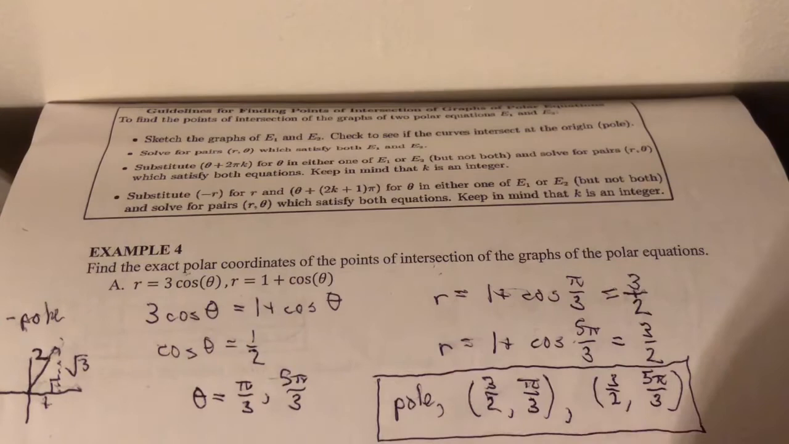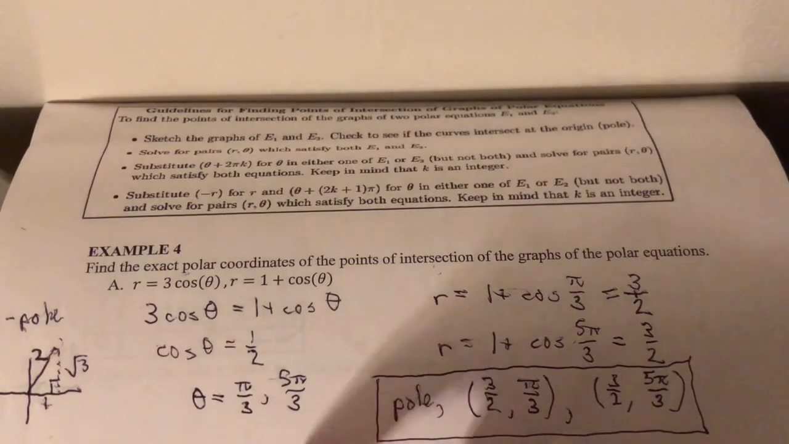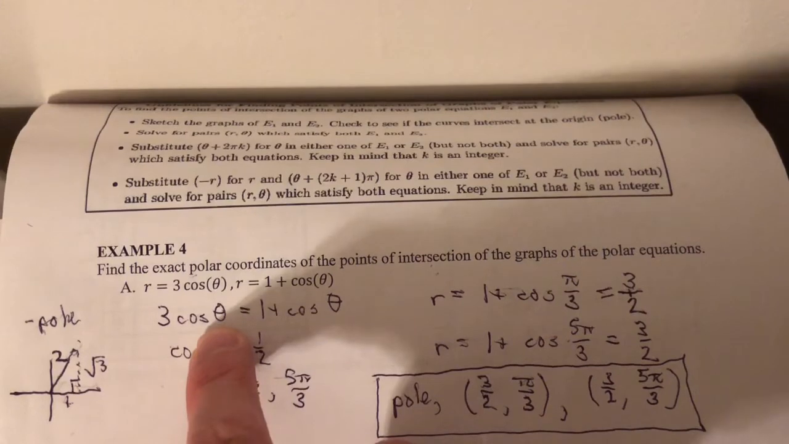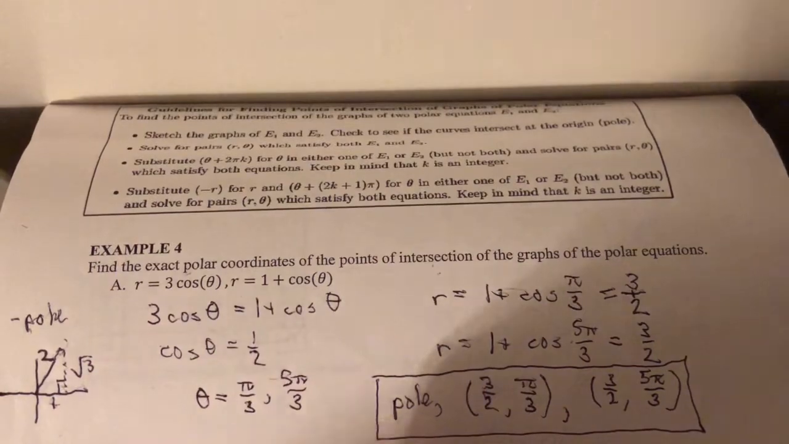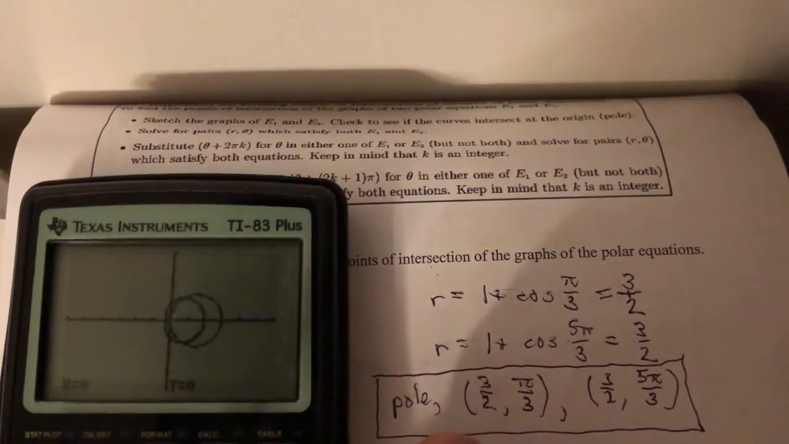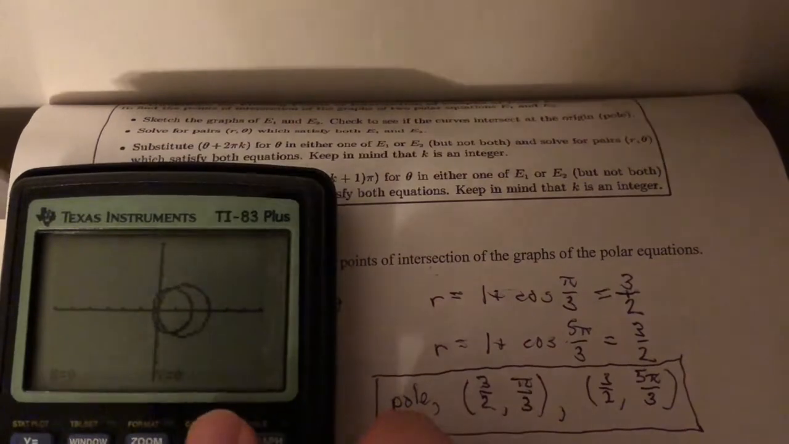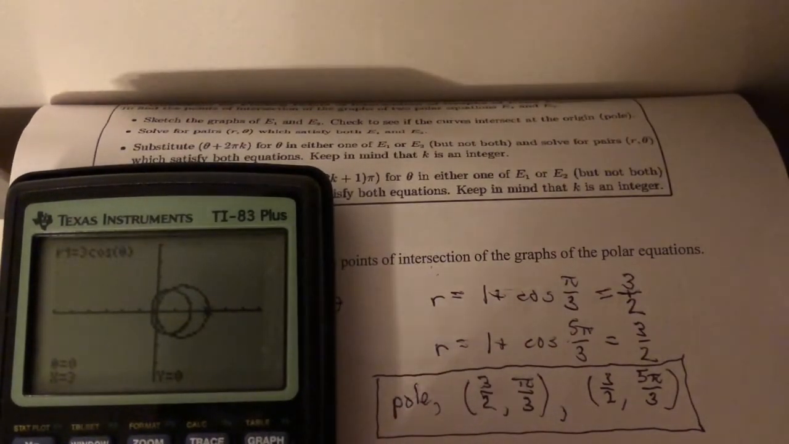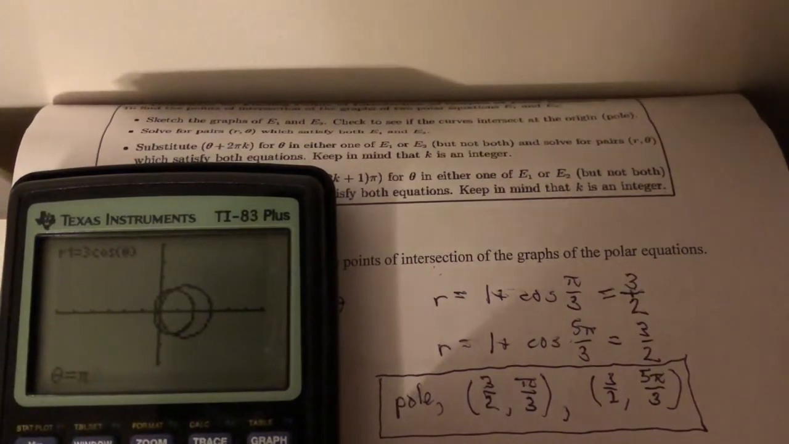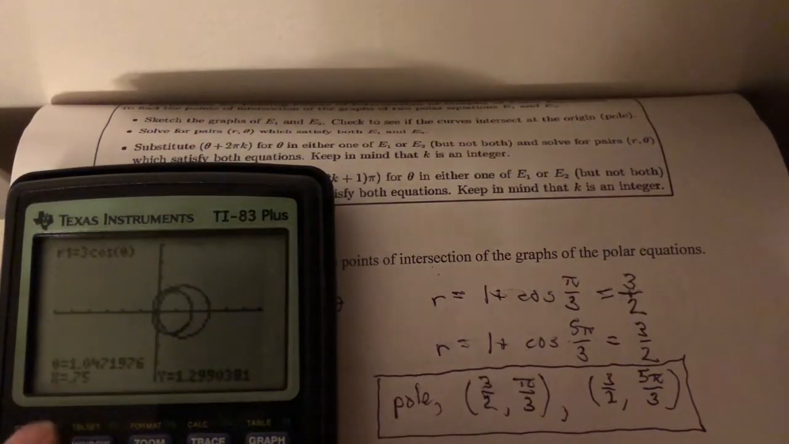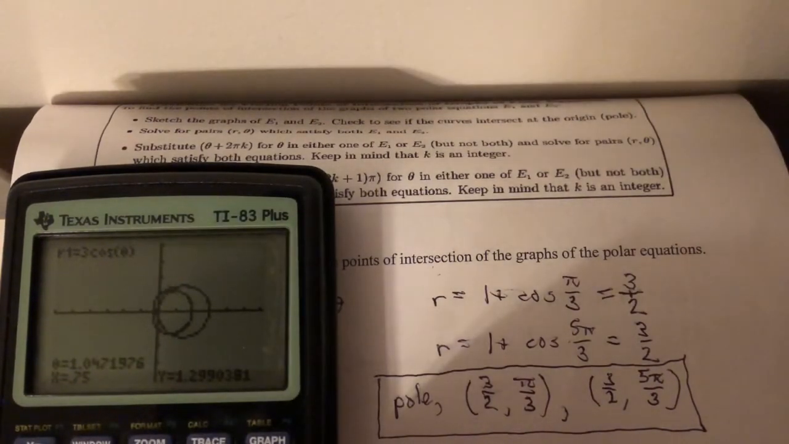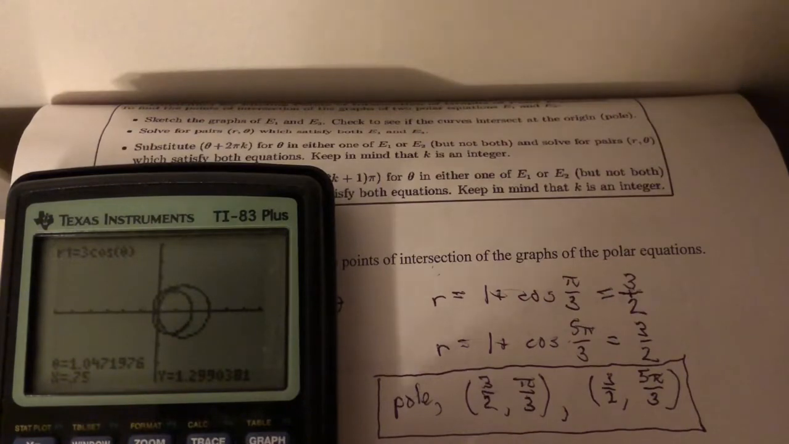If you want to go hardcore and do it without the calculator, you should plug in pi over 3 and 5 pi over 3 on the left-hand side. Make sure you get 3/2 for r again. You can always check with your calculator as well. So if I hit my trace button, it's going to allow me to input an angle. So if I type in pi over 3, so it's looking at my first equation. Notice my x-coordinate is 0.75, my y-coordinate is 1.299, so almost 1.3 there.